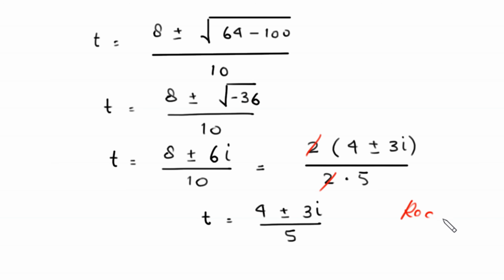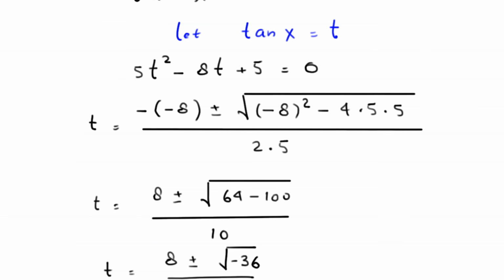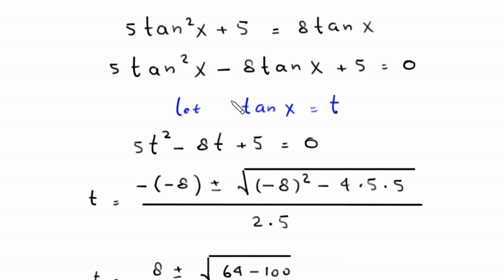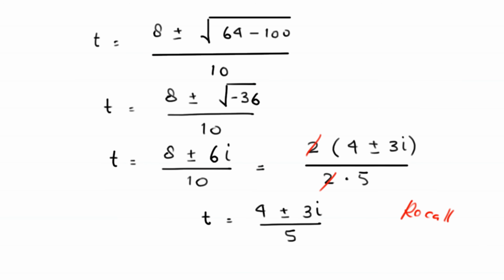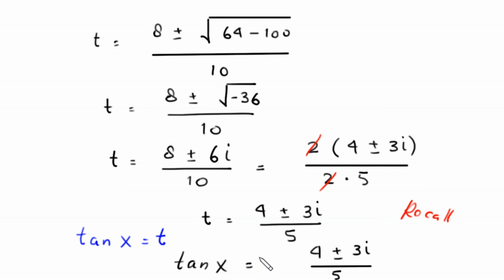Now recall that we have supposed that tan of x equal to t. So tan of x equal to this value, 4 plus or minus 3 times i divided by 5. This is the required value of tan of x. This is the final answer of this problem.